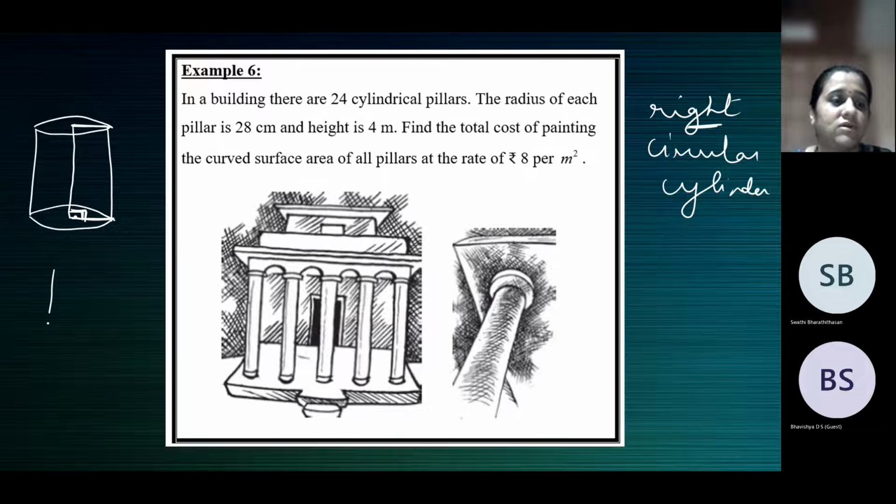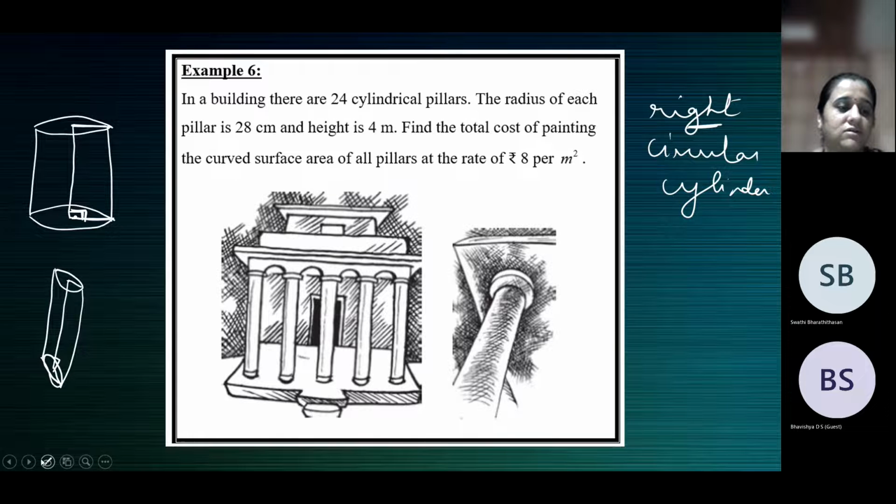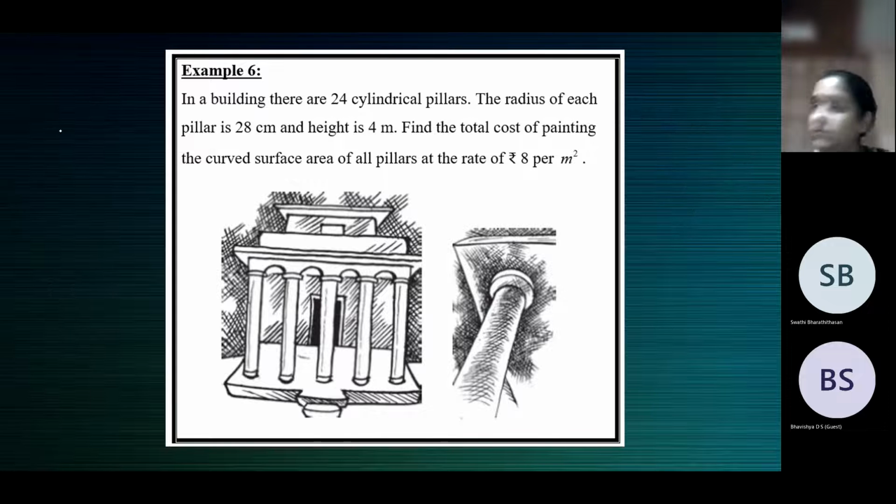So see, now another example of a cylinder can be like this. There can be a cylinder like this where this is like an oval. And the radius, this radius and this one, they're not perpendicular to each other. See, this is not perpendicular. So we are talking only about a cylinder where the radius and height are perpendicular to each other.